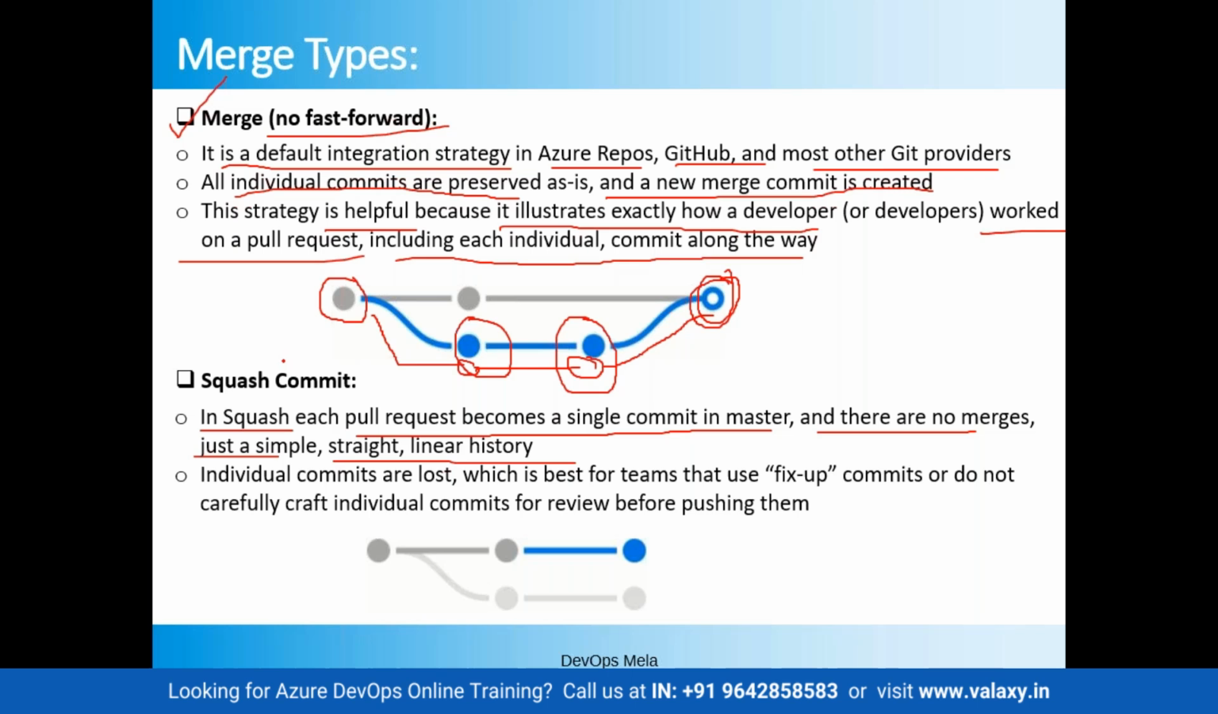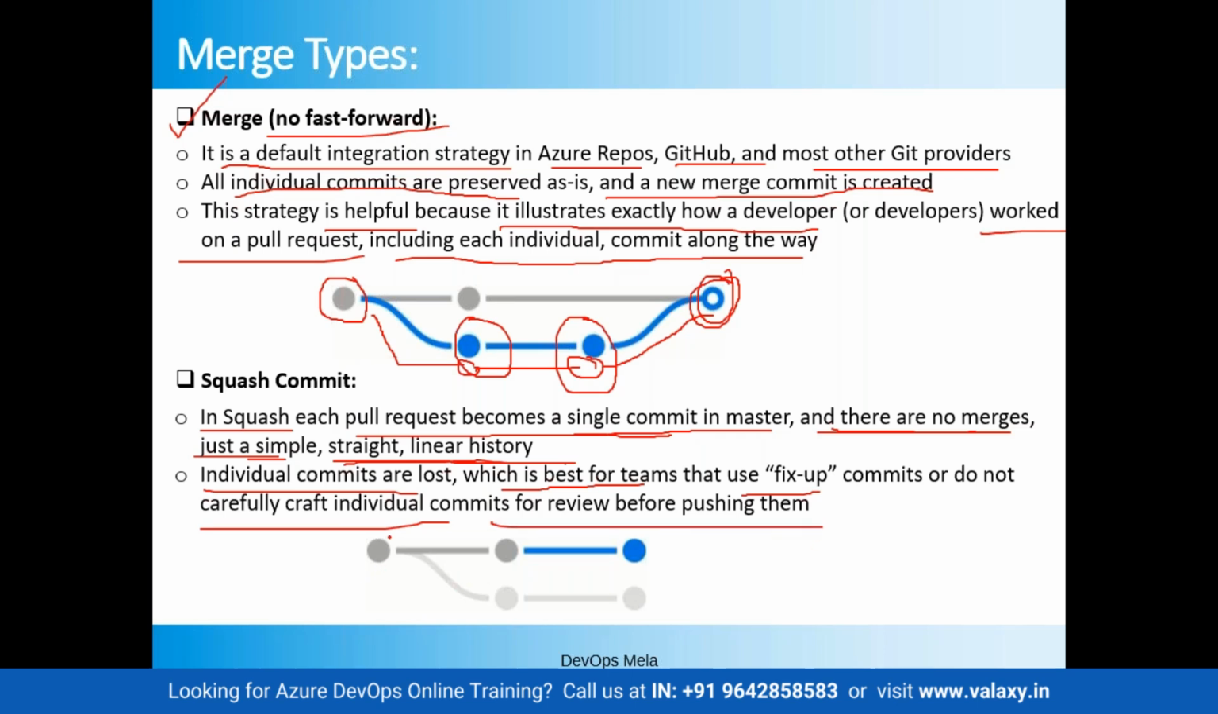Now let's go and read through the definition again. In squash, each pull request becomes a single commit. As I said, it becomes a single commit, and there are no merges, just a simple straight linear history. Individual commits are lost. Very important, guys. Individual commits are lost, which is best for teams who use fixups. So as I gave you an example of development, just imagine if there's a bug fix the developer is doing, then we can use the same concept. And do not carefully craft individual commits for review before pushing them.